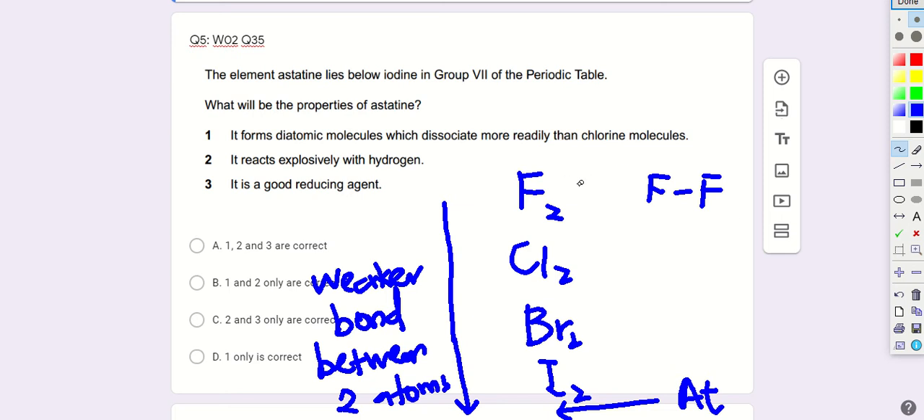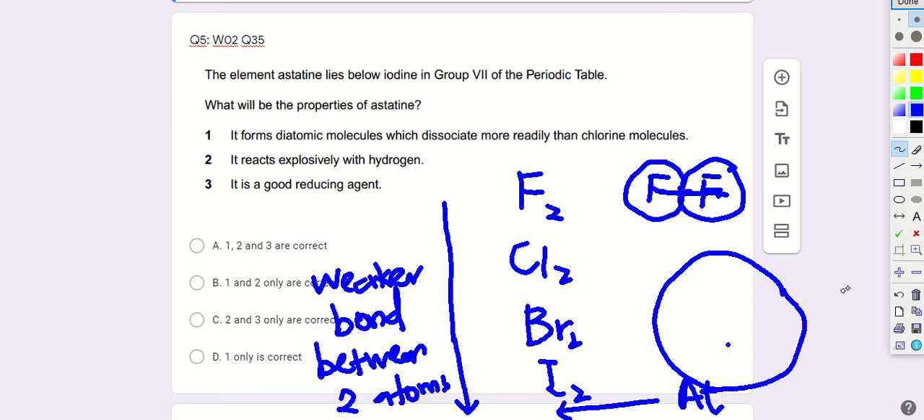Because the atoms are getting bigger and bigger, the distance between the two nuclei is getting further and further. So you see astatine is below iodine, so it definitely has the longest bond between the two atoms. So weakest bond, the easiest to dissociate. And now number 1 is comparing it to chlorine. Chlorine is above astatine in group 7. That means this statement 1 is correct.